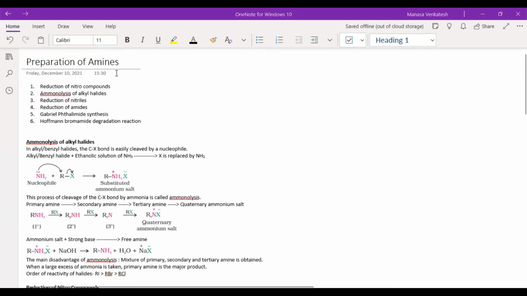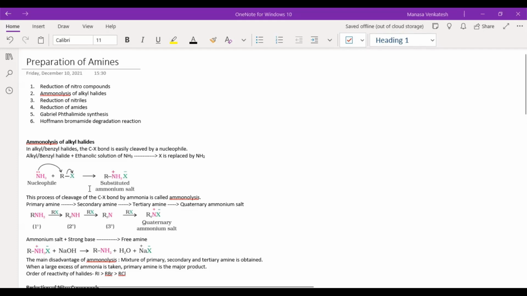Preparation of amines. We have 6 methods of preparation. 3 of them are reduction reactions, that is of nitro compounds, of nitriles, and amides. Apart from that, we have the ammonolysis reaction of alkyl halides and Gabriel phthalimide synthesis, as well as Hoffmann's bromamide degradation reaction.